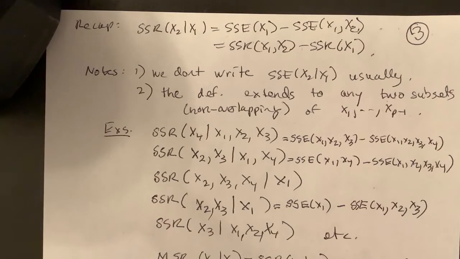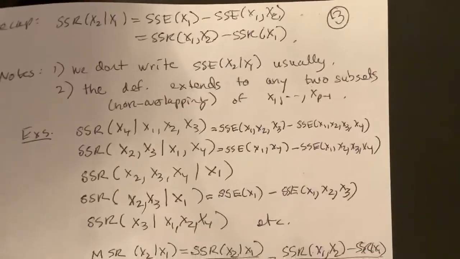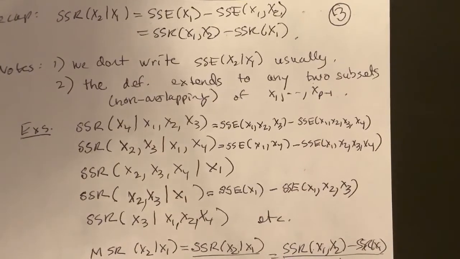Yeah, banish that from your mind. You could think of that, I suppose, as the amount of extra error. So let's not even write that. We only use the marginal notation with SSR. I shouldn't have probably written that even. It's confusing. The definition extends to any two subsets. We already talked about that.